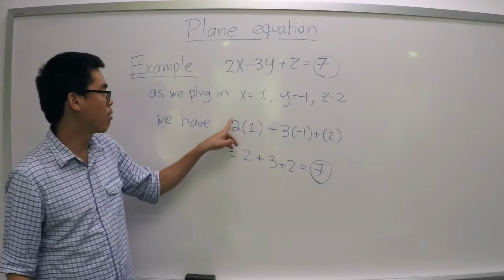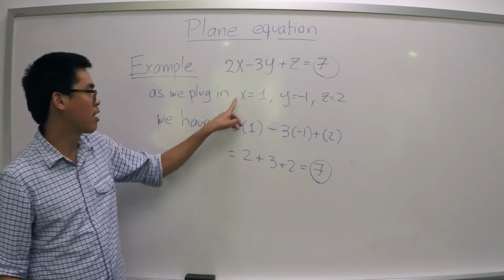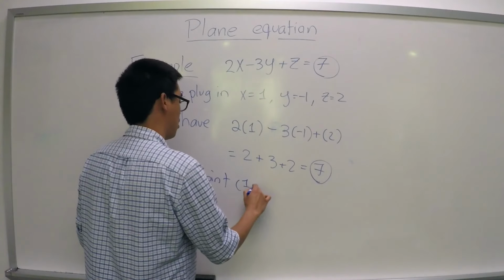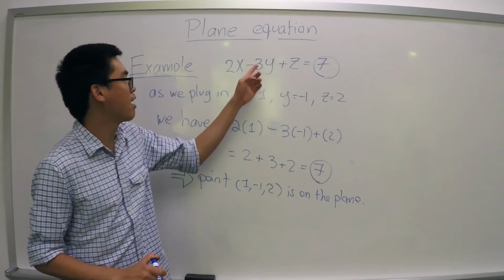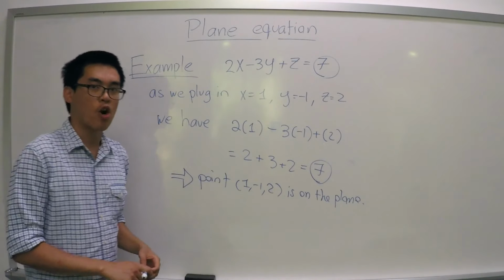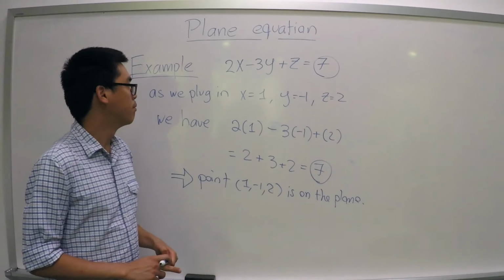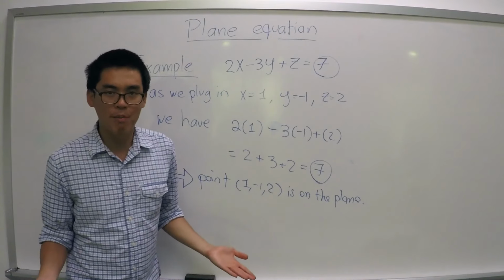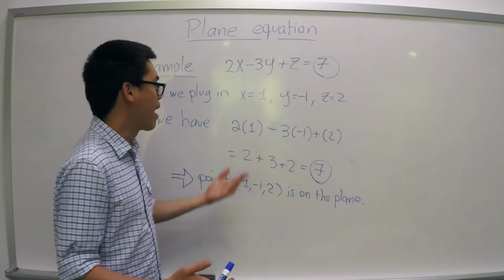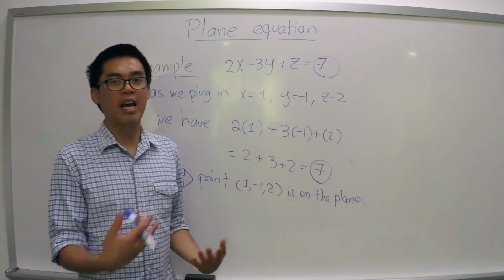As we plug in x equal to 1, y equal to minus 1, z equal to 2, this equation is satisfied because you get 7 equal to 7. Therefore the point (1, -1, 2) is on the plane described by this equation. And as you might guess, there's no reason behind me picking (1, -1, 2). You can literally pick x and y to be anything and you can come up with the corresponding z, which means that there are infinitely many points on this plane, which makes sense. When you draw a plane, there are infinitely many points on it.